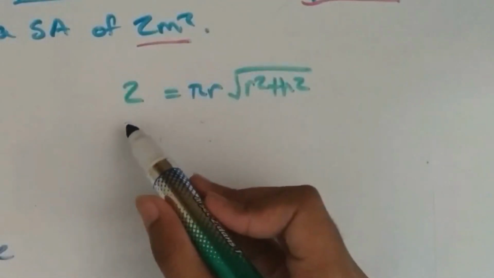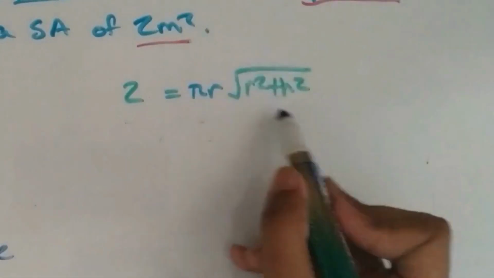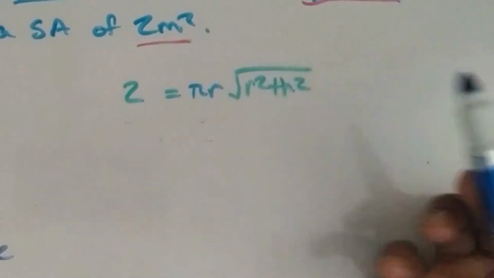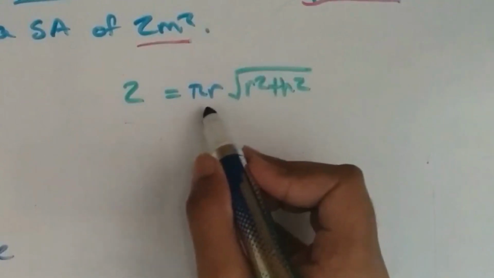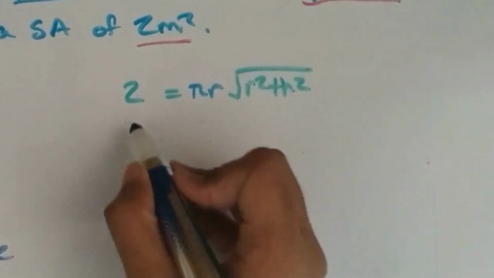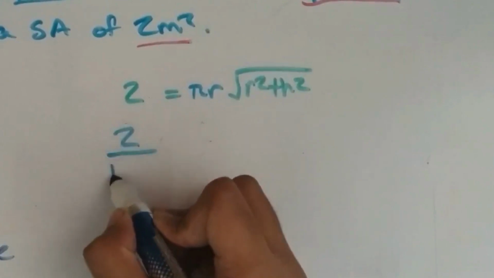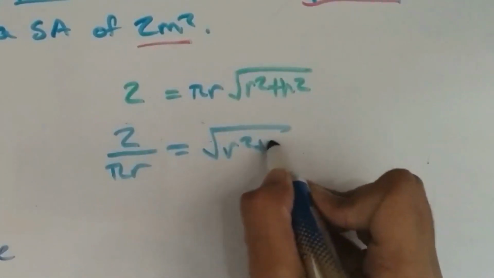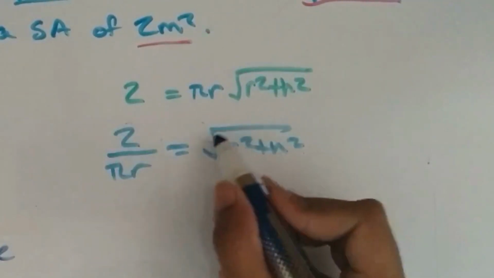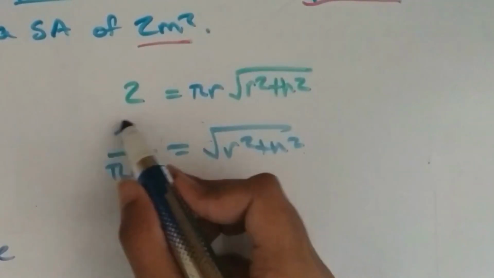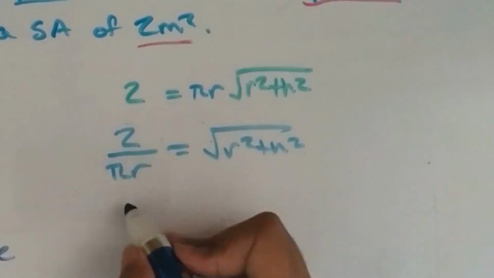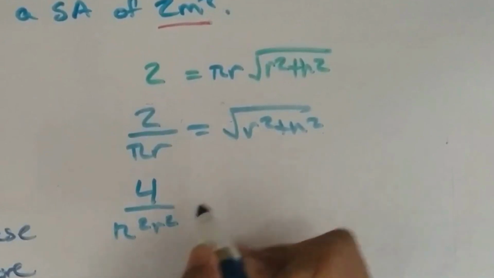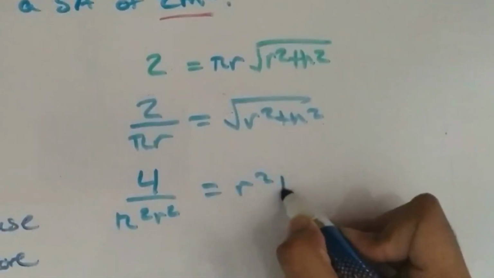Okay, so we've got the equation here. 2 equals pi r times the square root of r squared plus h squared, and we're trying to isolate h because there are two r's and it's just easier to do so. So we're going to work with this pi r here, and try to isolate the square root. We're going to do 2 over pi r equals the square root of r squared plus h squared. And now we need to get rid of the square root here, so we're going to square both sides of the equation. We end up with 4 over pi squared r squared is equal to r squared plus h squared.